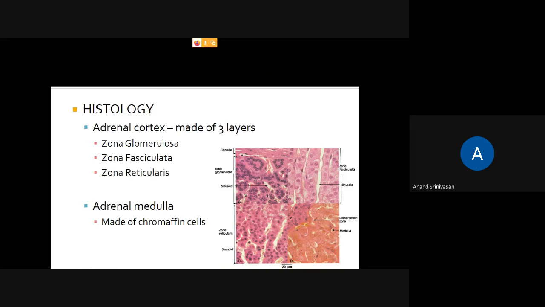When you take the histology, as I said before, the outer layer is called the cortex and the inner layer is called the medulla. The cortex is made up of three layers: glomerulosa, fasciculata, and reticularis. You can remember them as GFR. Another name for zone is zona, the Latin name. The adrenal medulla is made up mainly of chromaffin cells.